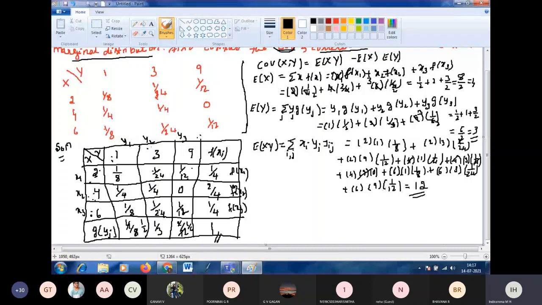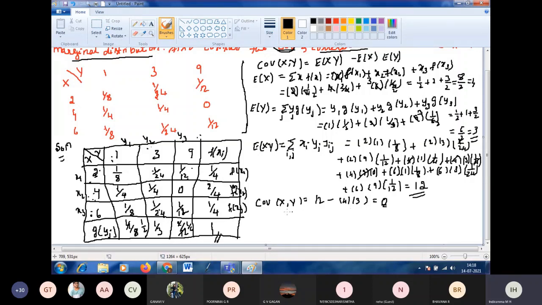So next we have to find covariance of x comma y. Covariance of x comma y is expectation of xy, that is 12, minus expectation of x into expectation of y, that is 4 into 3. So 12 minus 12, we got 0. Right? Covariance, we got it as 0.